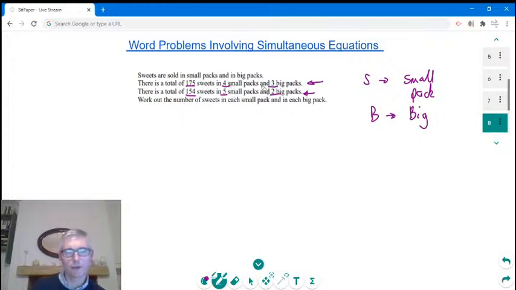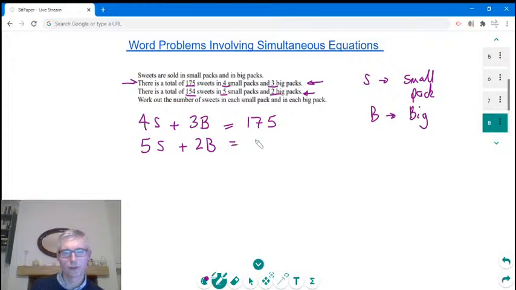If I do that, from the first line, I can say that I've got 4S, which means 4 small packs, plus 3B, which means 3 big packs, is equal to 175. And from the second one, I've got 5 small packs and 2 big packs, and that is equal to 154. So we've created something very similar to the equations which we had earlier.